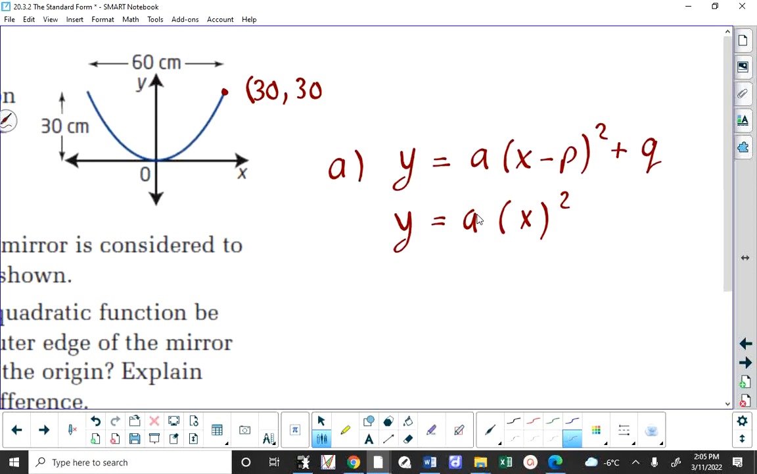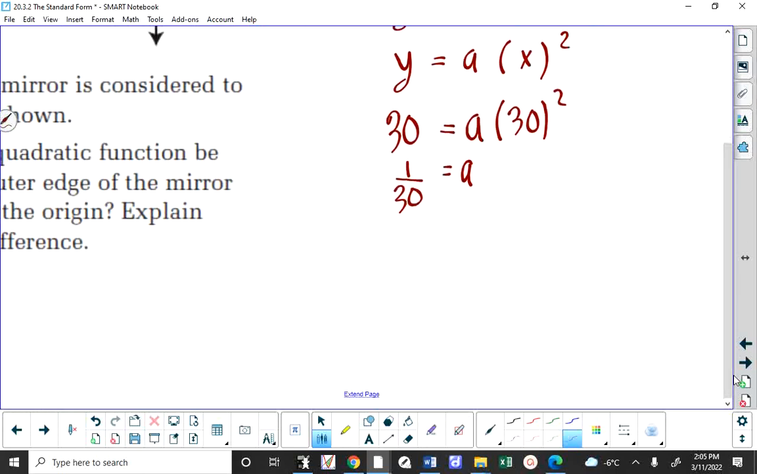So if you want to find the value of A, which is the missing parameter, then you load in x, y. So we're going to have 30 equals A times 30 squared. A will be equal to the 30 on the left divided by 30 squared, and that's going to give you 1 over 30, because 30 over 900 is 1 over 30. The equation in A is y equals 1/30th of x squared.